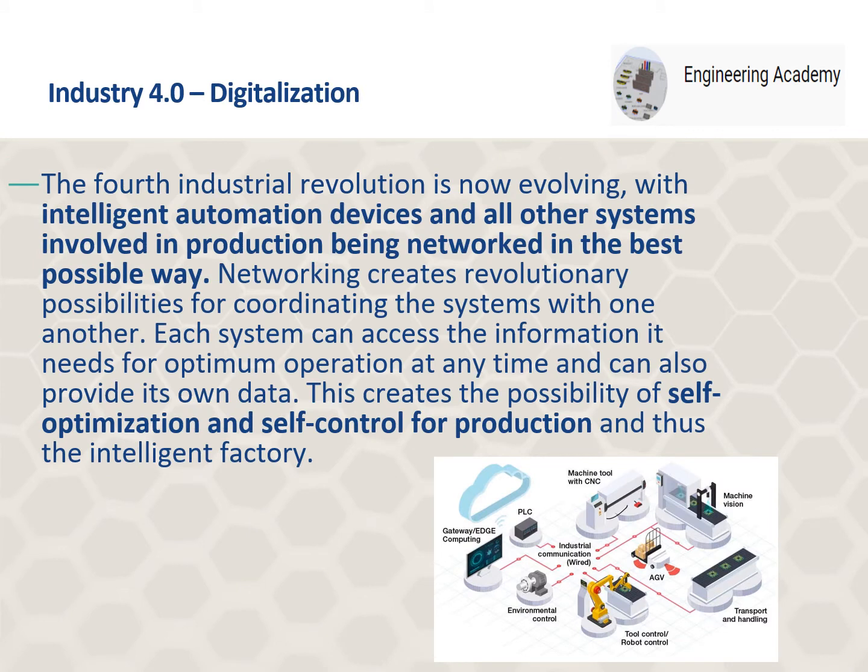Digitization, that's where everything is talking to each other. So the fourth industrial revolution is now evolving, with intelligent automation devices and all other systems involved in production being networked in the best possible way. So everything's talking to each other. You know, the marketing are talking to the stores, ordering in time to get the materials in stock, so that they can go through the factory.